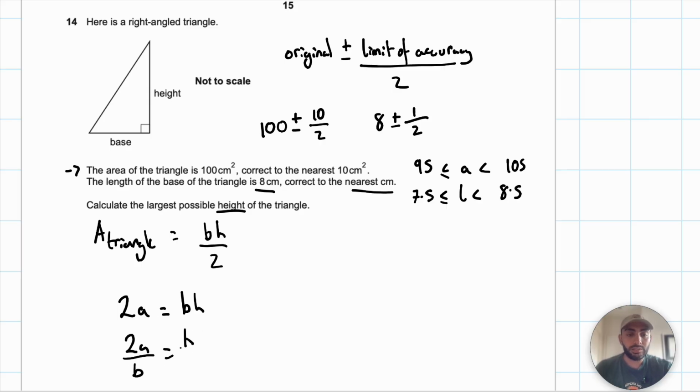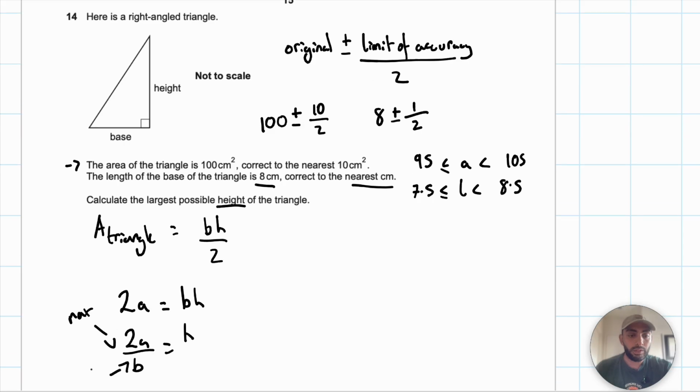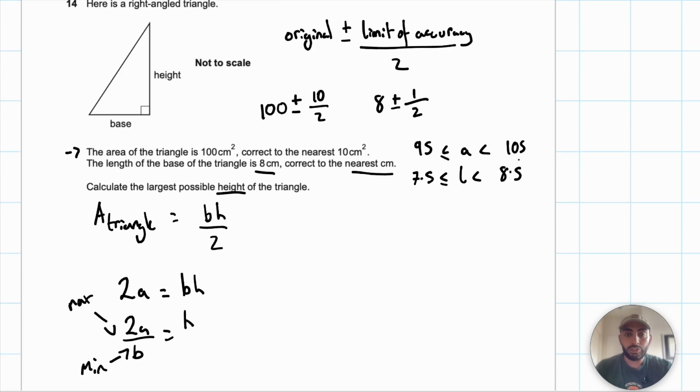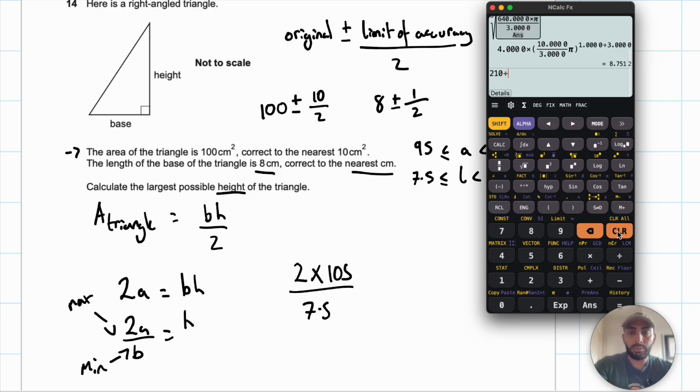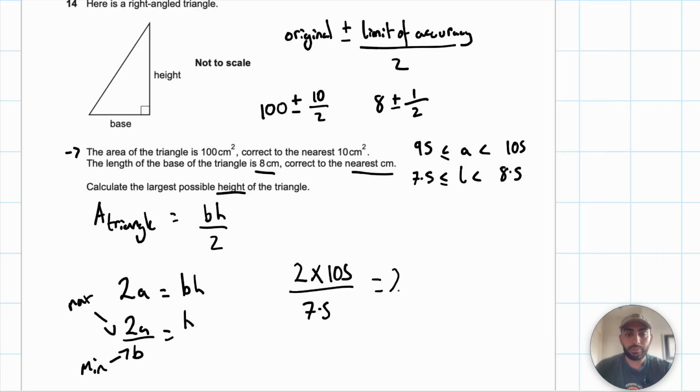I want to maximize this value, so I need a really big number on the top, and I need a really small number on the bottom. I'm just going to choose which ones I need. I need the maximum of a, so I'm going to do 2 times 105, divided by the minimum of b, which was the length, 7.5. So 2 times 105 is 210. 210 divided by 7.5 is 28. So the largest possible height could be 28.